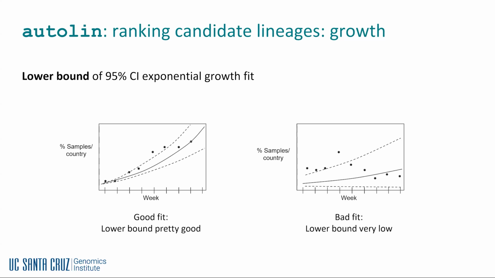Basically, we fit an exponential growth curve to data that's normalized by the percent of sequences on that branch from each country. If the curve fits well, the upper and lower bounds of the confidence interval are not too far apart. If the lineage is not really growing, then you will get kind of a poor fit for that curve. And in either case, using the lower bound gives you an estimate of both the growth and your confidence in that growth, kind of a conservative lower bound approach. So that's how we rank by growth.